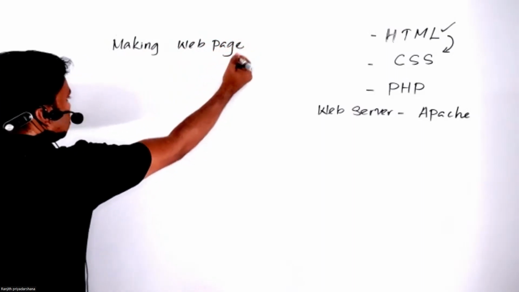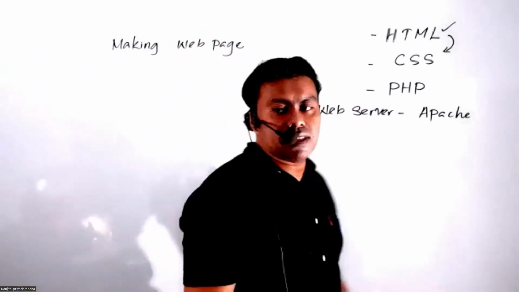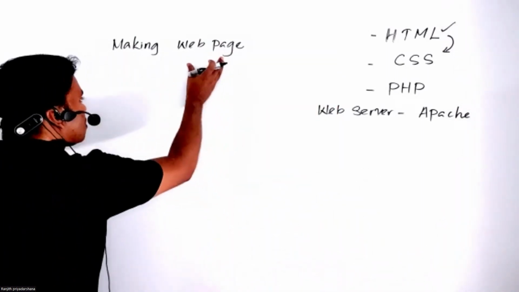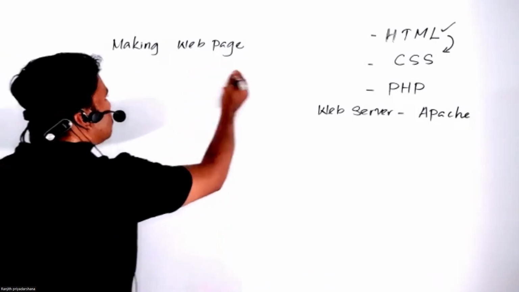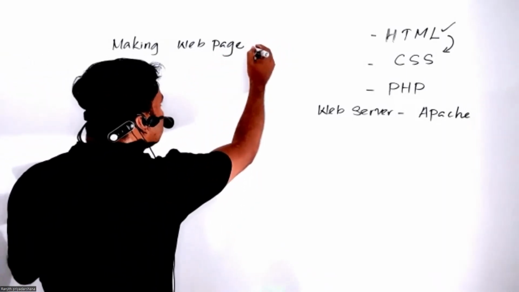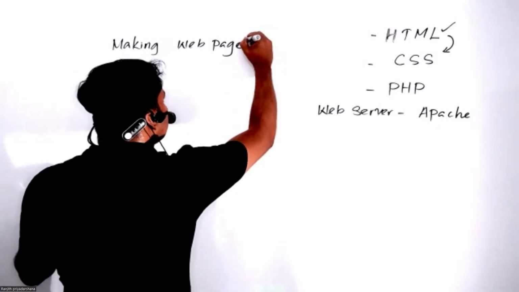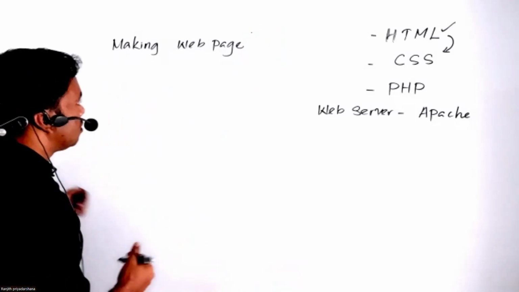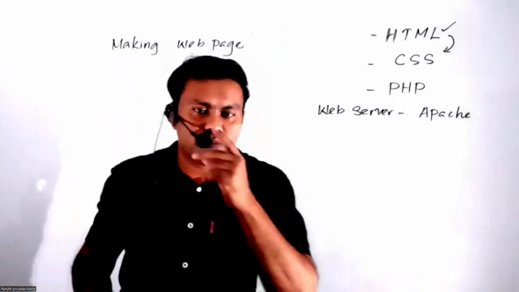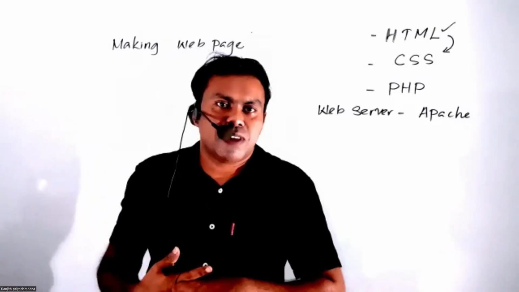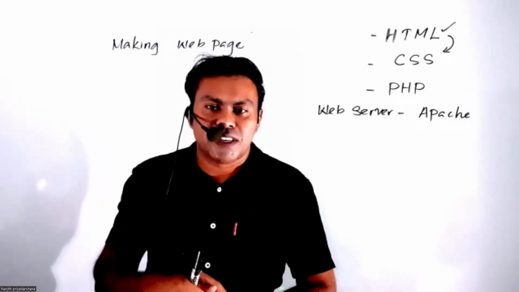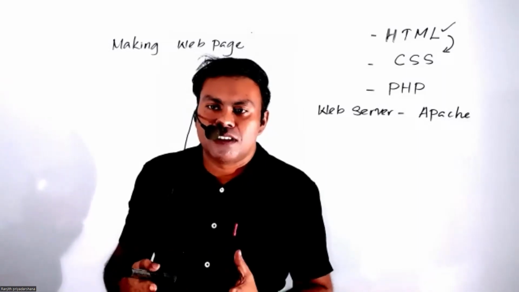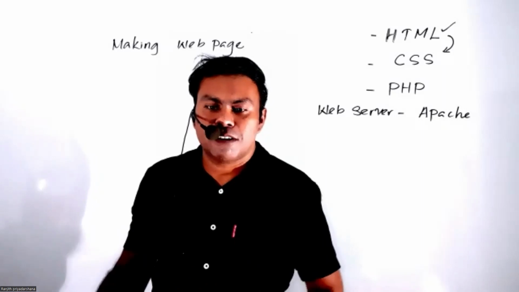Making web page. You have seen websites, right? So yes, number of pages, web pages, right? Combined together to make a website. Therefore, it's just like a newspaper. It consists of more pages. So likewise, a website has several pages.